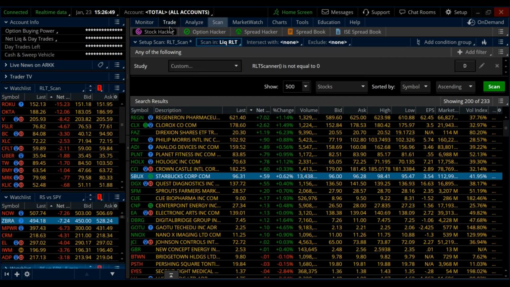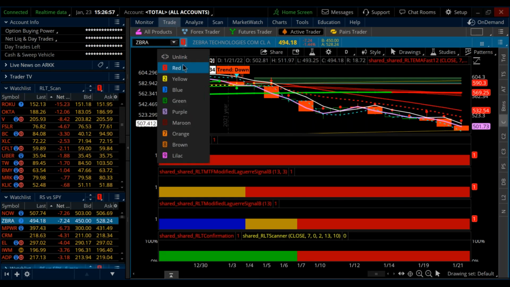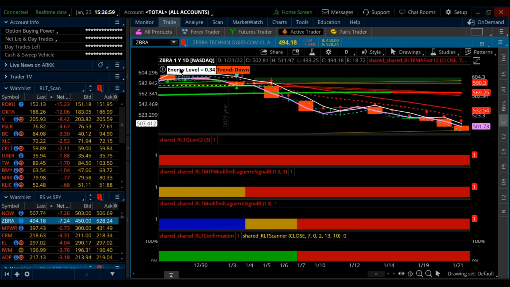One of the things you're going to need to do is on the trade over here, next to the stock symbol, there's a little drop down, right there. It's the link and unlink. You want to just hit the one and link it. The reason we do this is so when we click on stocks that are in the watch list, they'll pop up on the screen for us.